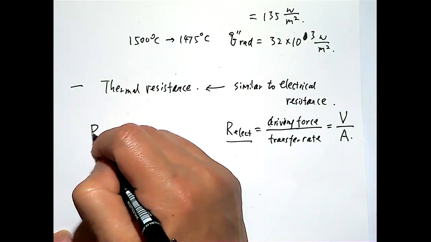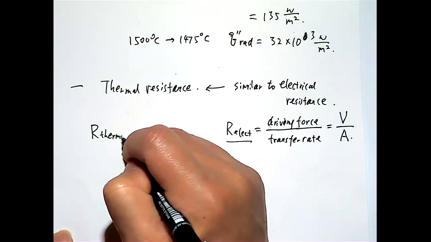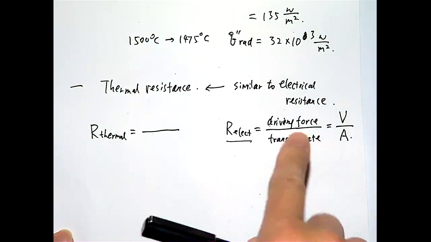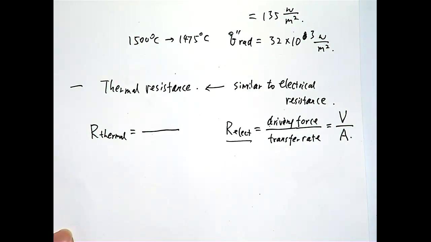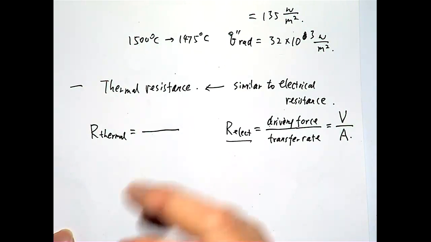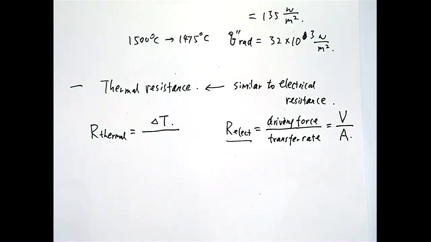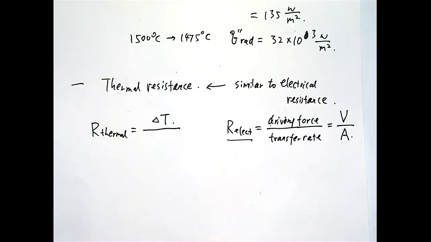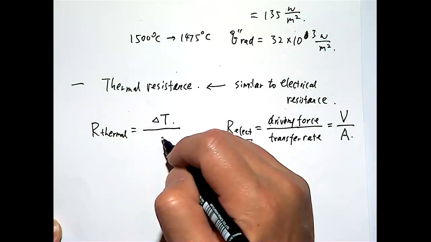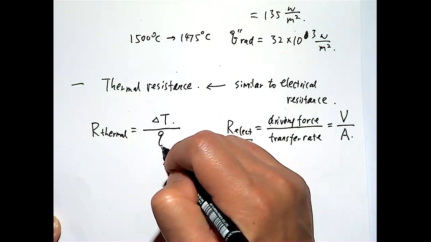And our thermal resistance is defined in a similar way. The driving force for our problem here is, any idea? Yes, temperature difference. That's the direct driving force. And the rate is something related to heat transfer rate, right? So we're using the heat transfer rate, not the flux, which is just the Q there.